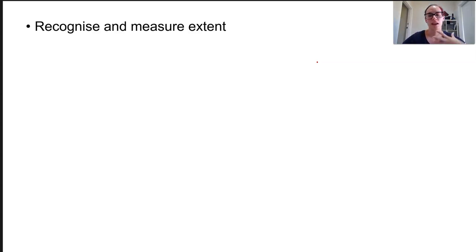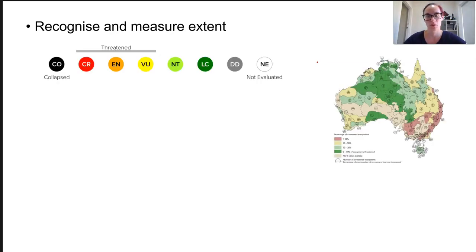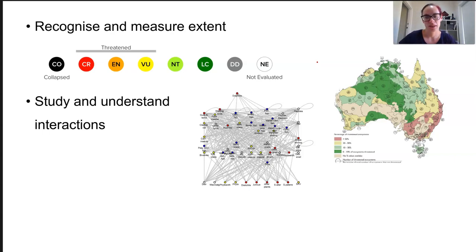So, classifying ecosystems helps us to recognize them and lets us measure their extent in the world. So we might be talking about a threatened species, or we might be talking about an entire threatened ecosystem. Classifying ecosystems helps us to understand the interactions of individual organisms and different ecosystems. So, you know, you might be talking about a keystone species, for example, and really complex layered food webs.